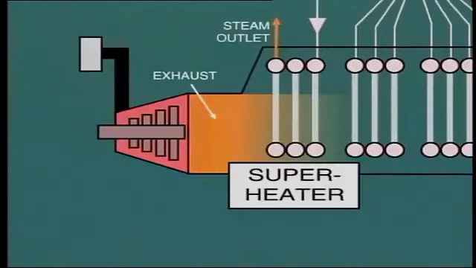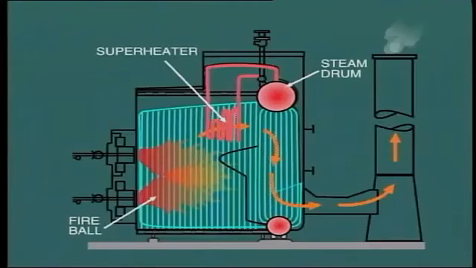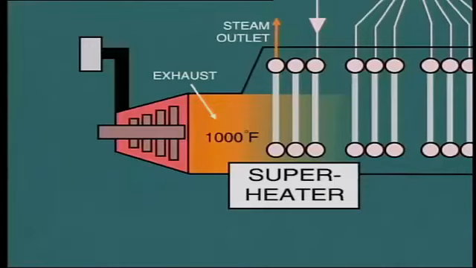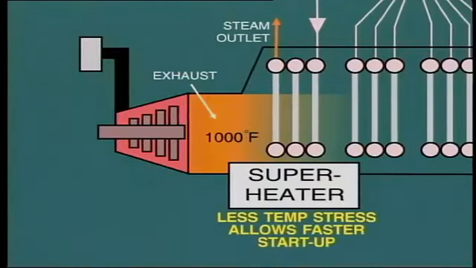As we've said before, the temperature of the gas entering the superheater zone is generally about 1,000 degrees Fahrenheit. This is far less than the gas temperature entering the superheater zone of a fired boiler, which is usually in the region of about 2,000 degrees Fahrenheit. This lower temperature in the HRSG means that the boiler tube metal is subject to less temperature stress, and this usually allows a faster startup of the HRSG.